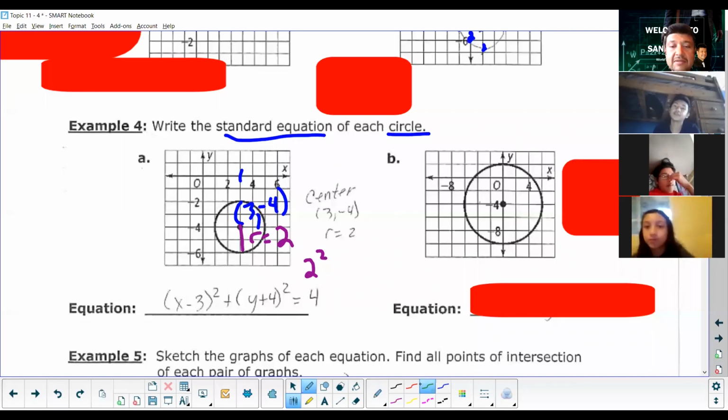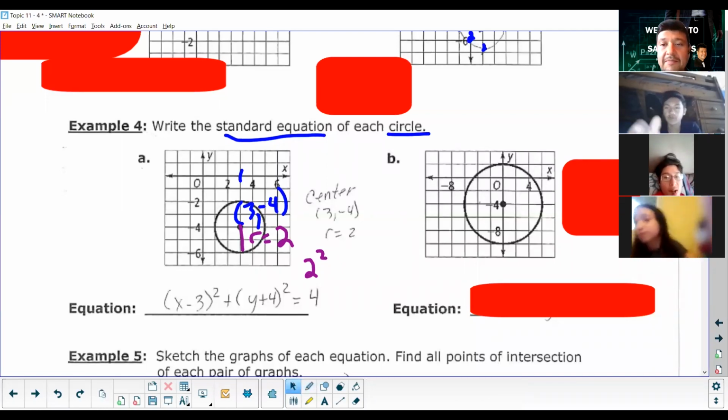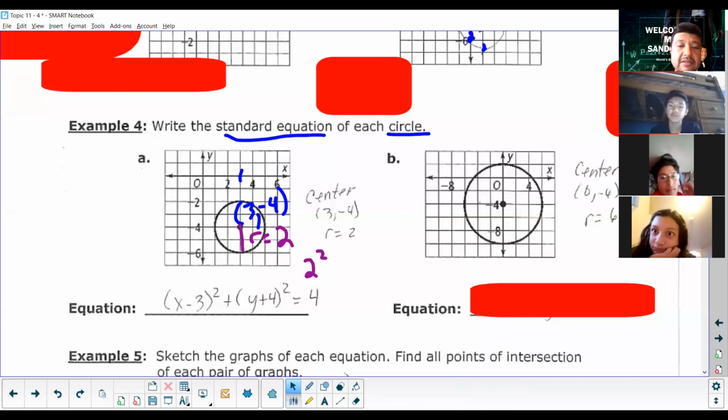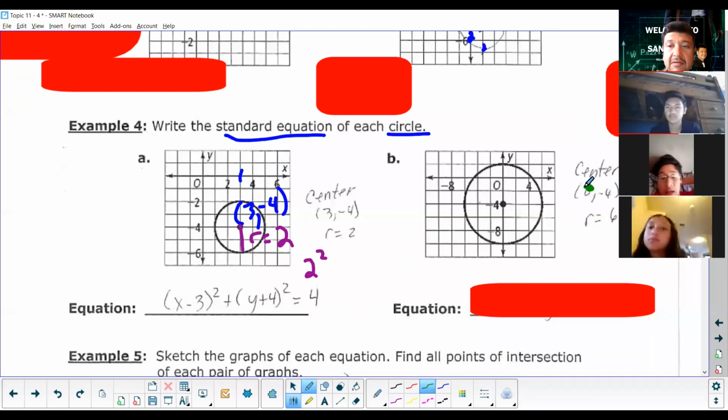Okay, so the next one is really easy because it's on the origin line. So it would be 0 and -4 for h and k, and the radius is 6, isn't it? 3? Yeah, actually, the radius is 3, isn't it? Yeah, radius is 3. Yeah, this is written wrong. That is 3. Okay, but now give us the equation.